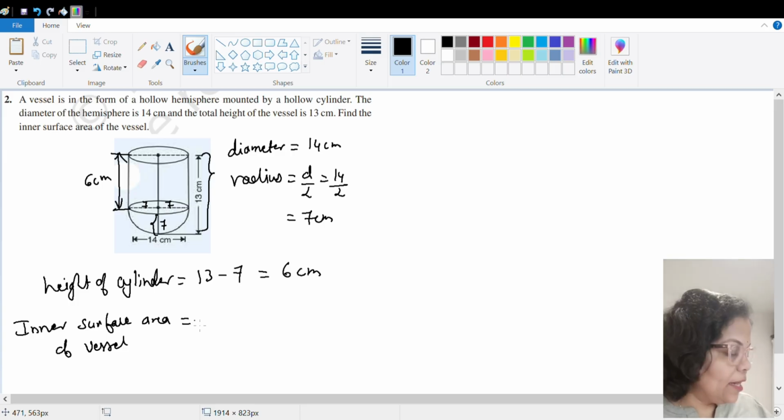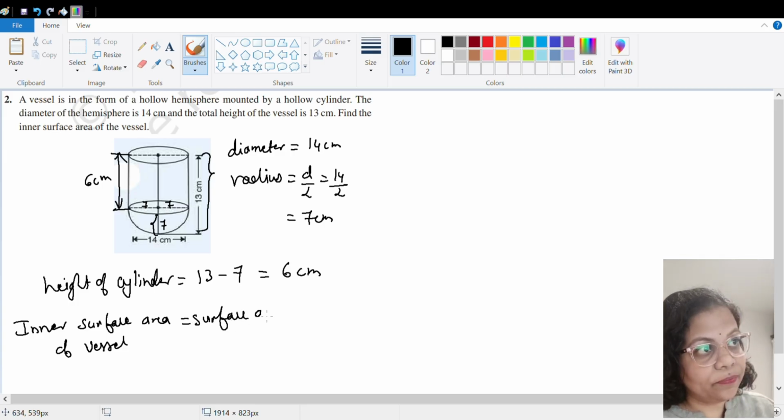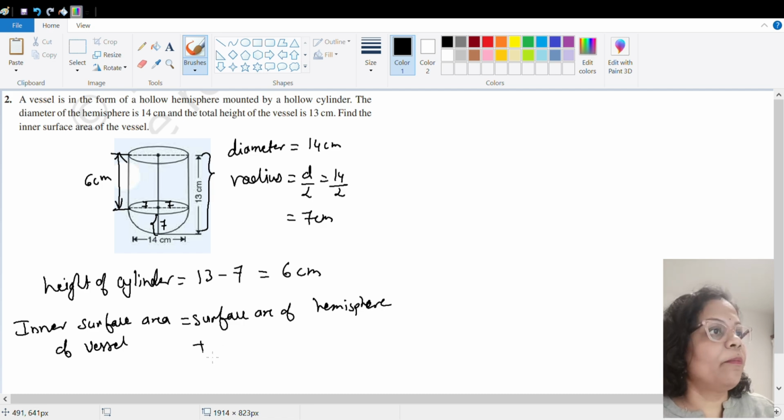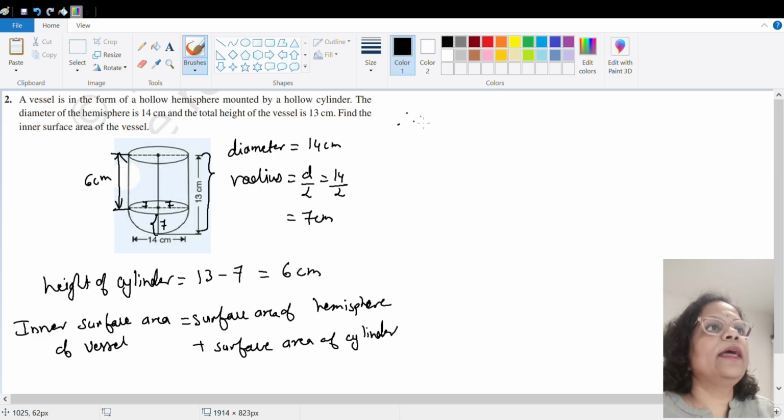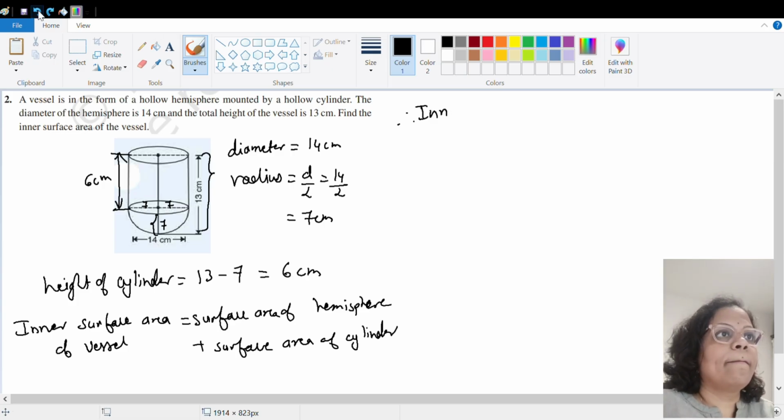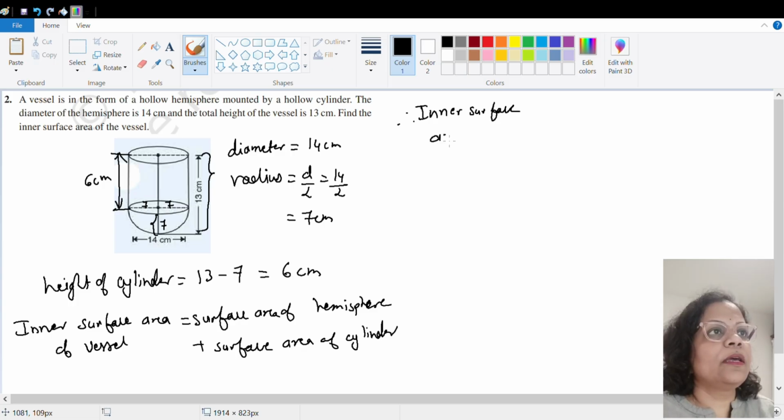So you will write, it will be surface area of hemisphere plus surface area of cylinder, and therefore the inner surface area.